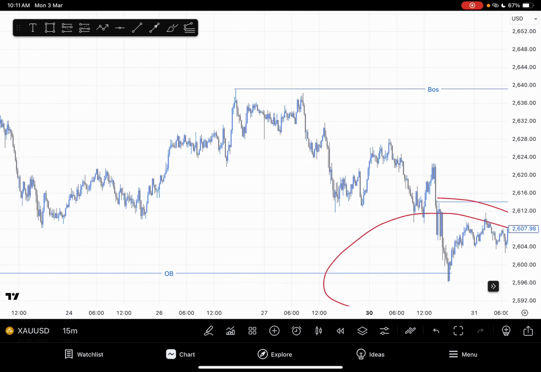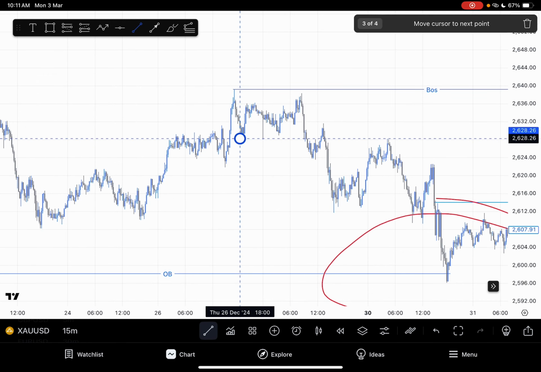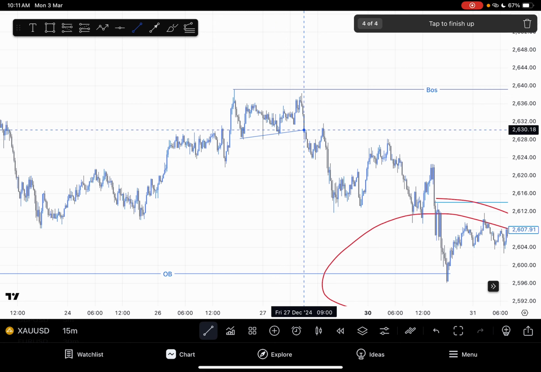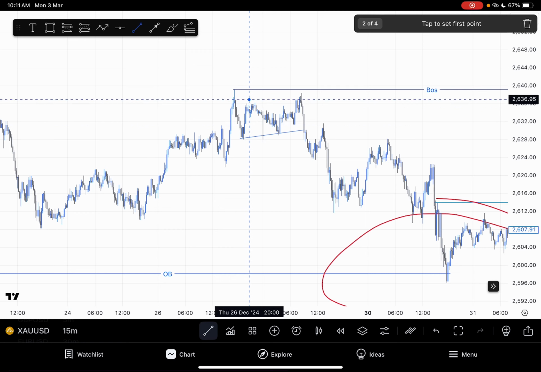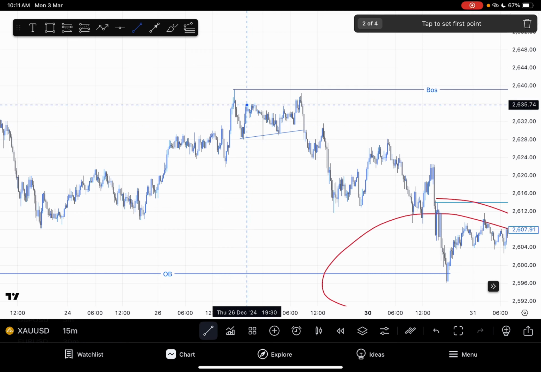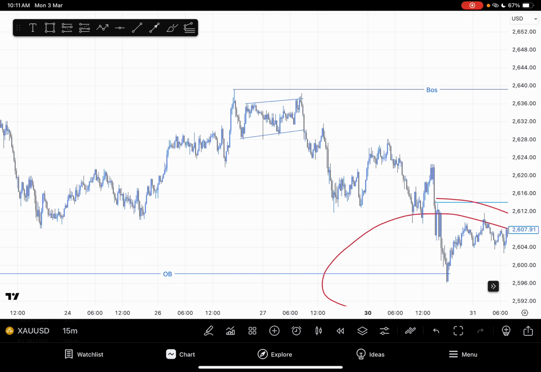Okay, you see the normal stuff, see price consolidating from these points. So this point, then you see the breakouts, the retest, then you see price coming down to take out liquidity.